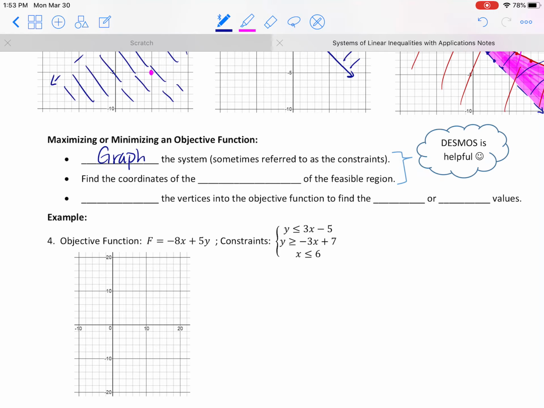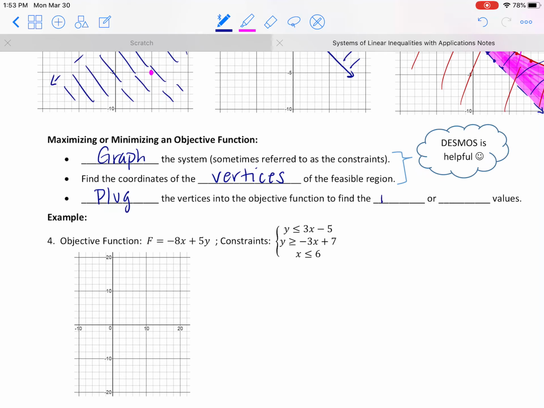Okay, and the inequalities in our system, we could just call them inequalities, but in a word problem, they're going to represent some constraints to that word problem. And then we're going to find the coordinates of the vertices of the feasible region. So we're graphing our system, and we're looking for the solution region. Again, that's another name for our feasible region. And the vertices are going to be the corners of the area that's enclosed by that solution region.